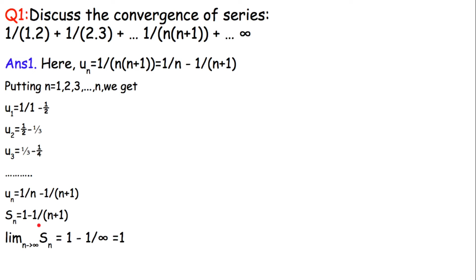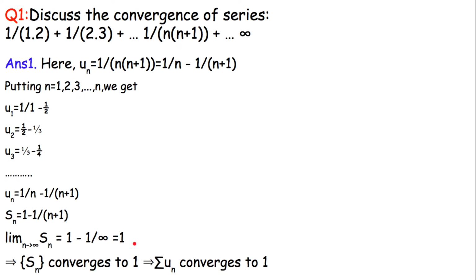So the limit as n approaches infinity of Sn, by putting n approaches infinity, we will get 1 minus 1 upon infinity, which is 0, which is 1 minus 0 equals 1. So the Sn sequence converges to 1, and therefore the infinite series which is given to us should also converge to 1.